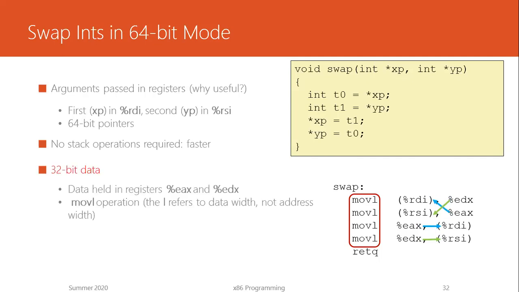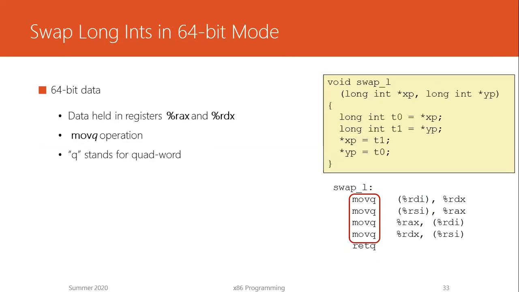Why is that? Why are we still moving 32 bits worth of data? That is because our parameters are integers, and integers are 4 bytes long, right? Suppose that we had long int, and since long ints are 8 bytes, now we have to use movq instead of movl, right?